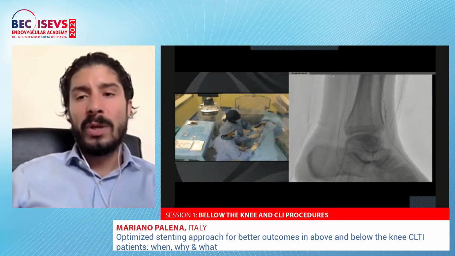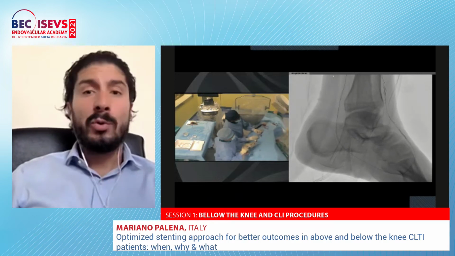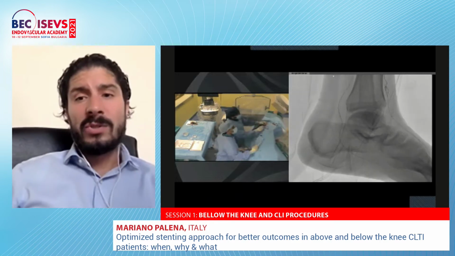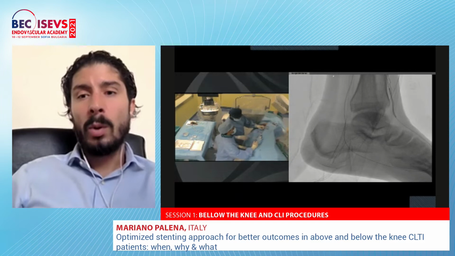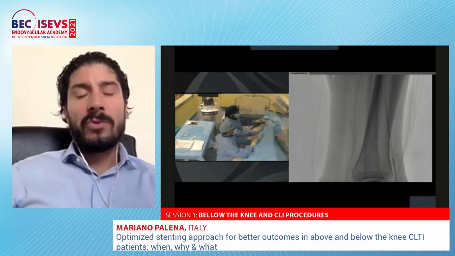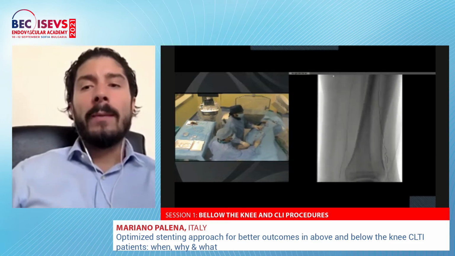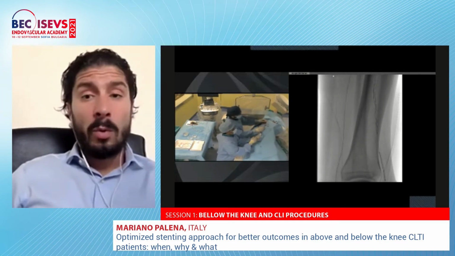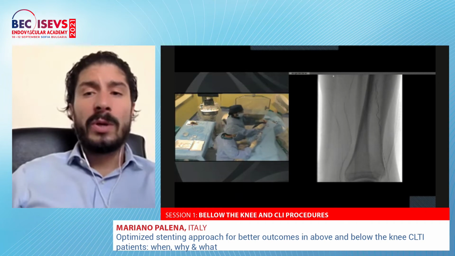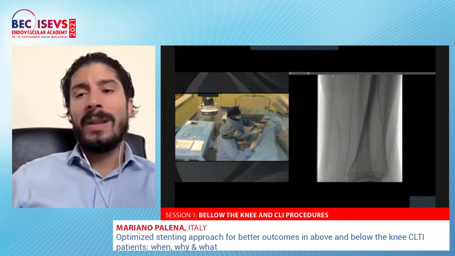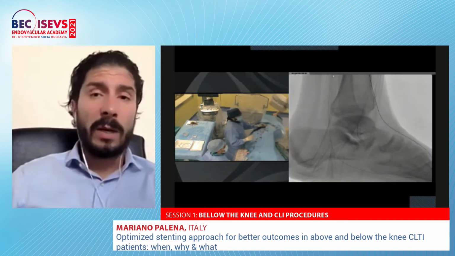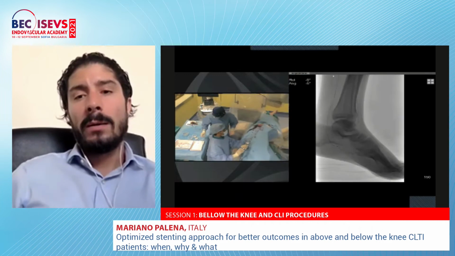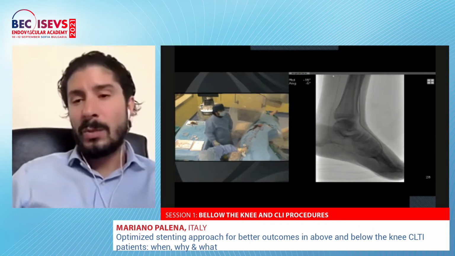I needed to predilate a bit to remove resistance and finally be able to push up the retrograde guide wire and to re-enter in the anterior tibial. At that time, everything started to be more easy because I was able to predilate the distal anterior tibial and finally, changing the guide wire, I was able to re-enter in the dorsalis pedis.